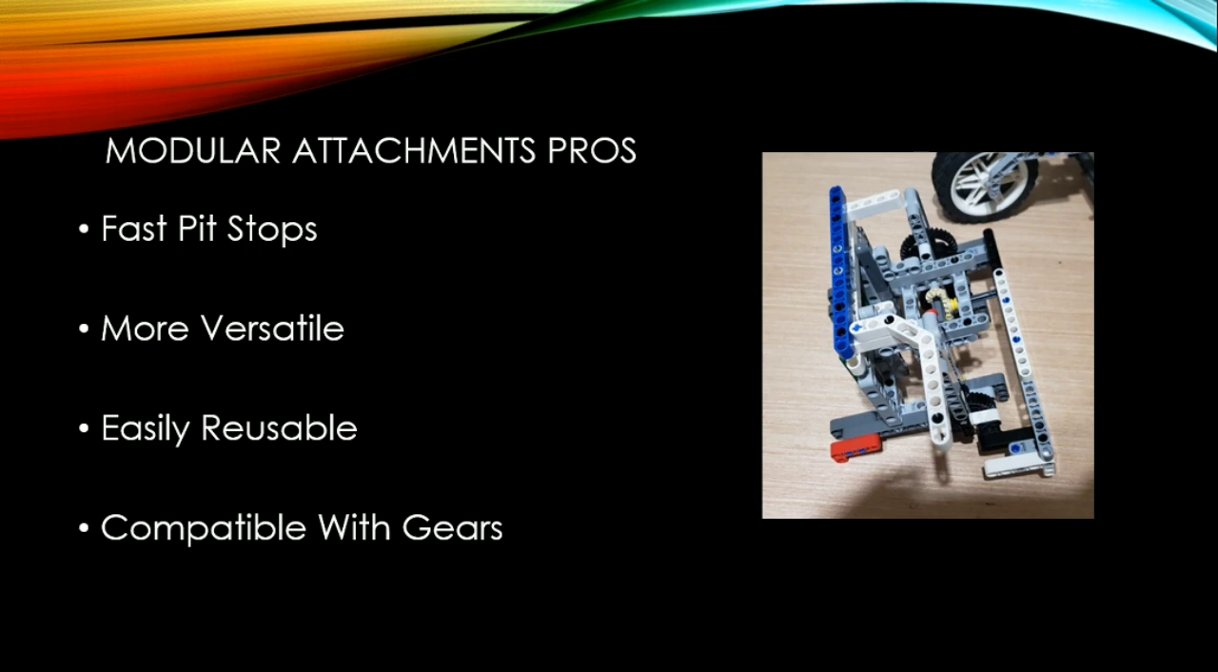When I say that, it's a little bit different than the direct attachment. The direct attachment pro was that it wasn't compatible with gears, and that was because it's a lot simpler without gears. However, when you add gears, and most modular attachments have gears built in them, you actually have a little bit more flexibility and versatility because you can adjust your torque and your speed a lot easier, since you can adjust your gear ratios.